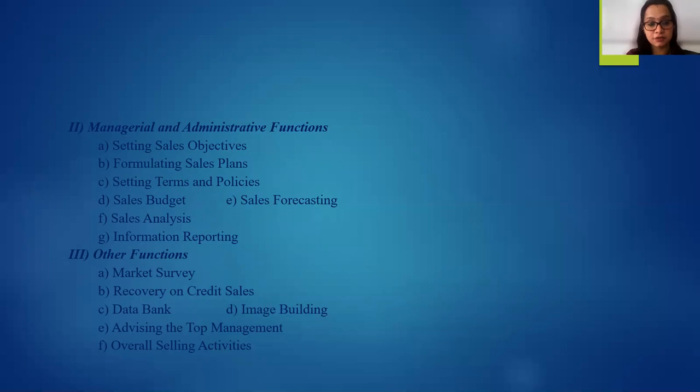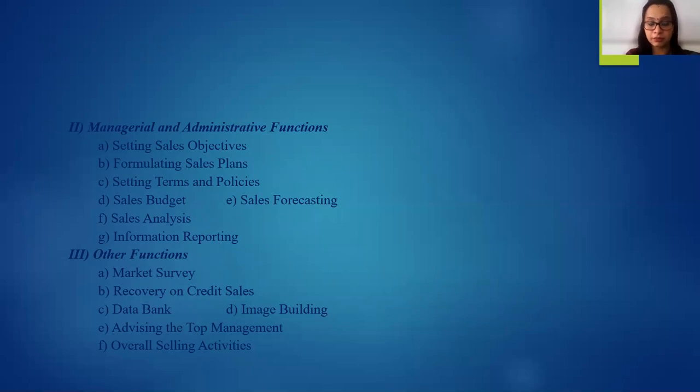Then comes sales forecasting. You're predicting, there is an estimation that this amount of sales is going to happen in the future. Sales analysis is again an area where you analyze your past performances, keeping in mind the future outcome.